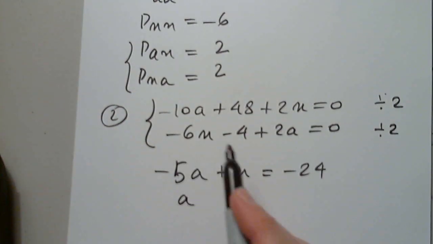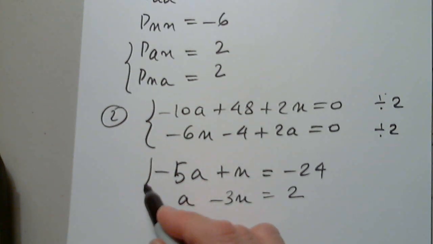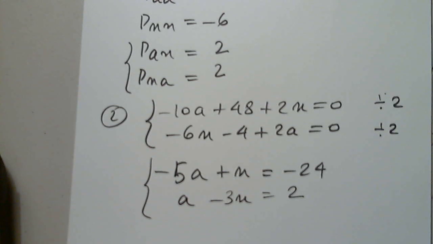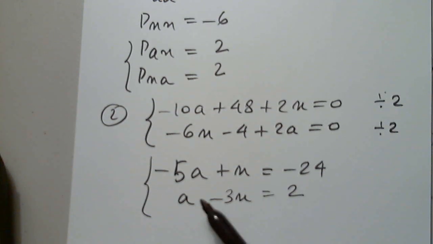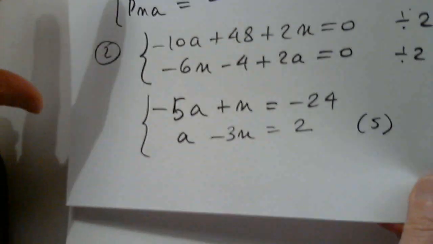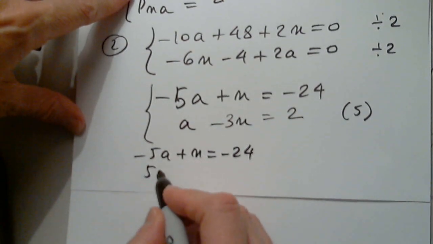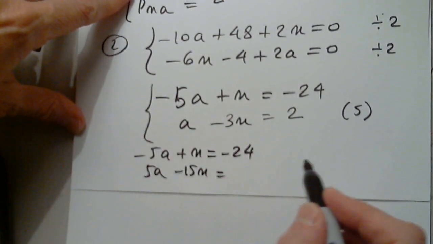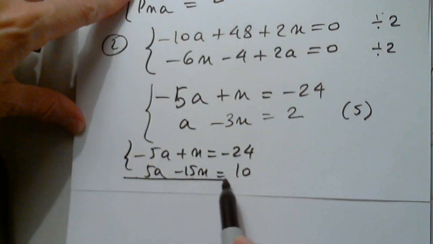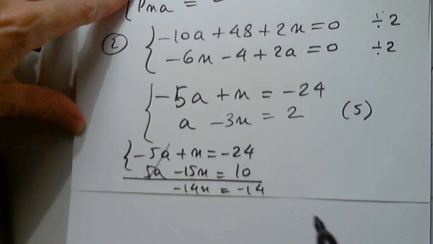A minus 3n, and to the other side is 4 divided by 2 is 2. So I simplify the system and arrange it correctly one under the other. Okay, so I can eliminate a, multiplying here both sides by 5. So negative 5a plus n equals negative 24, and 5a minus 15n equals 10. This goes away. I have negative 14n equals negative 14.